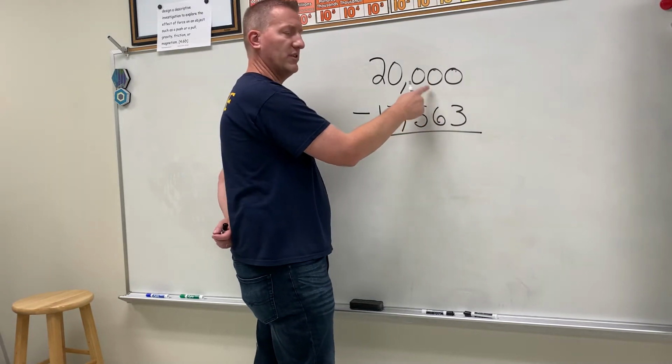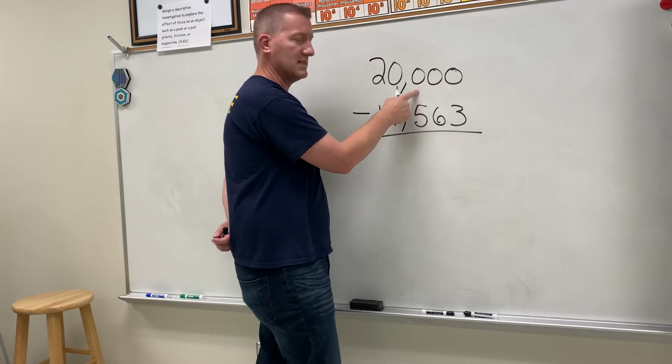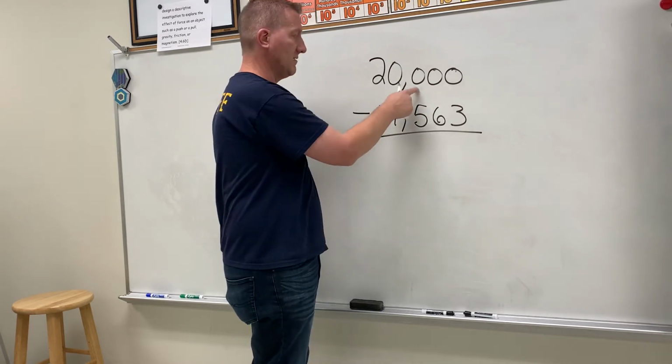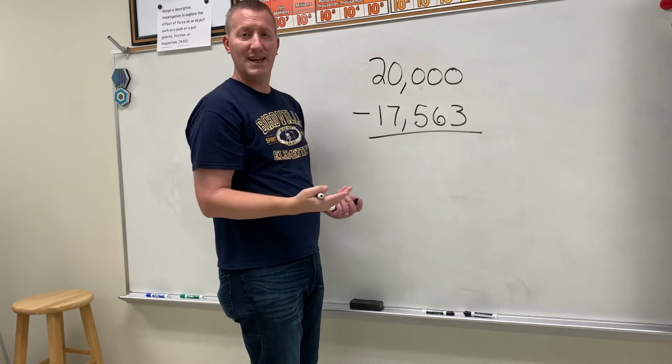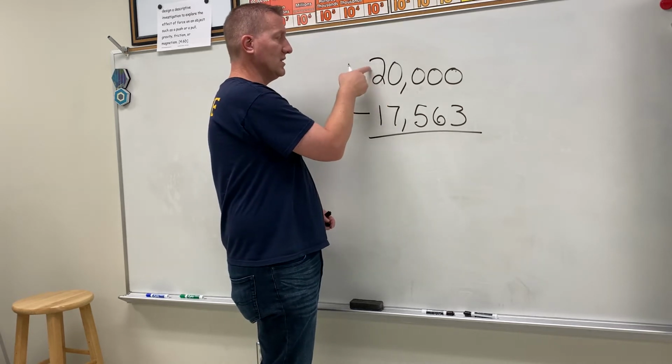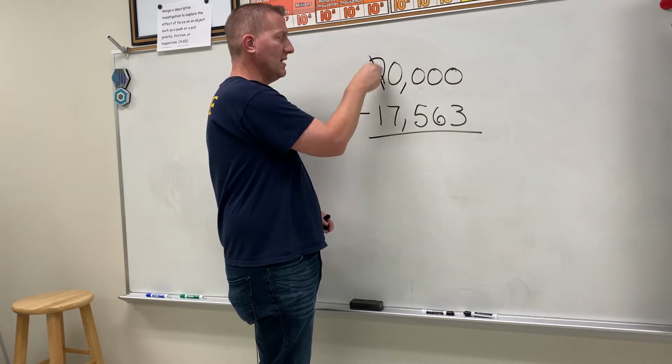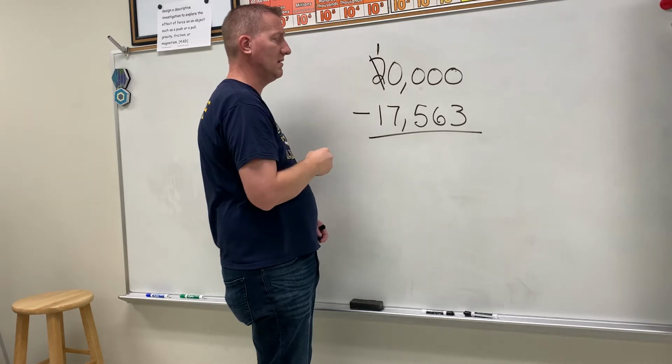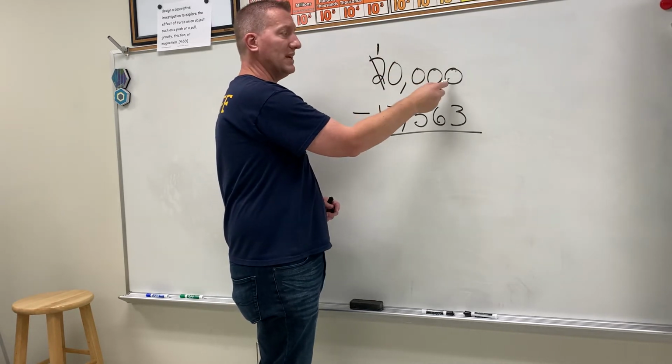Go to your neighbor. Your neighbor has nothing. Go to the next neighbor. They have nothing. Go to the next neighbor. They have nothing. Finally, you go to the 2, you cross it out. That becomes a 1.